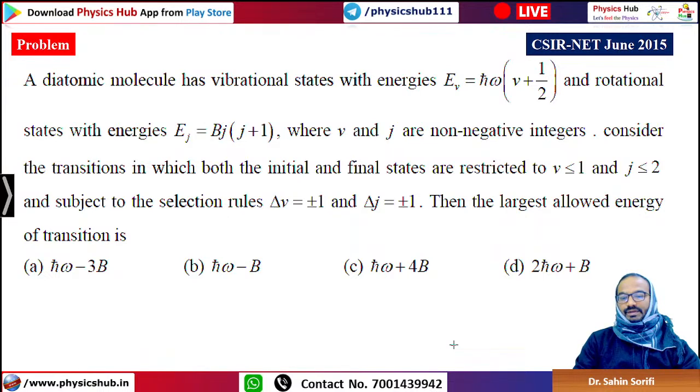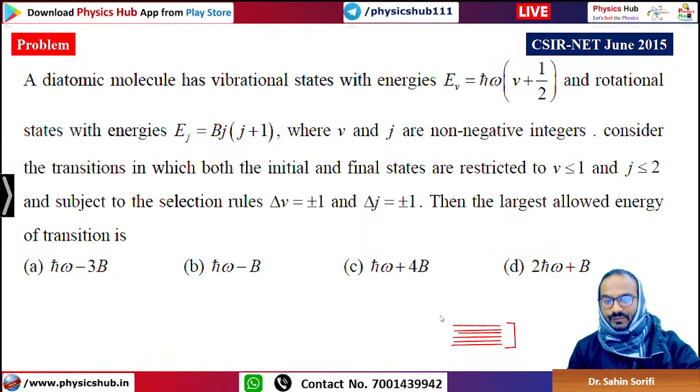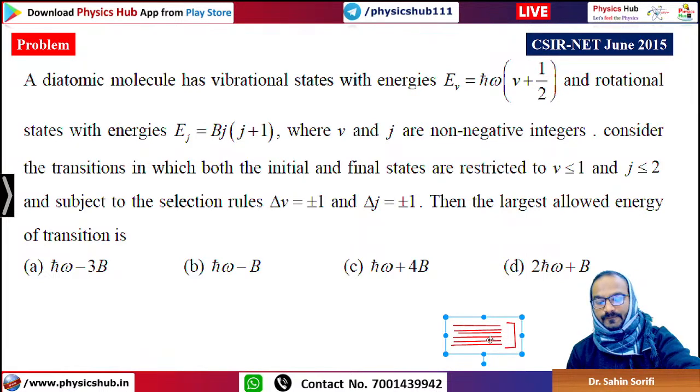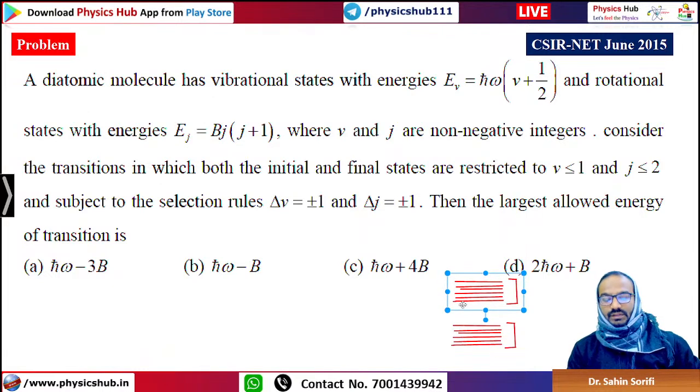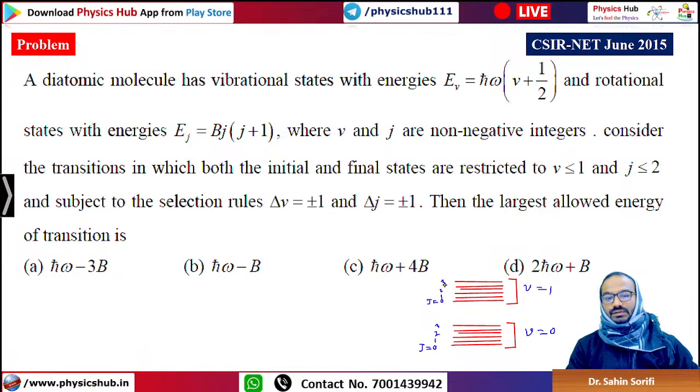So you can imagine it in this way, that these are the rotational energy levels. This makes one vibrational level. This is V equals 0, this is V equals 1, and these are J equals 0, 1, 2, 3. Here also J equals 0, 1, 2, 3 in this way.